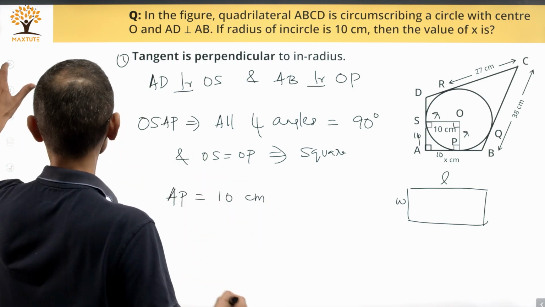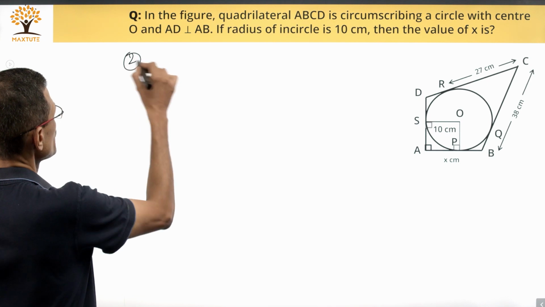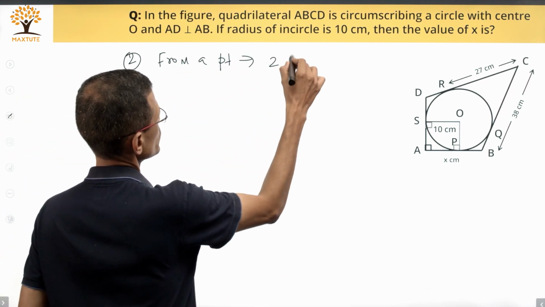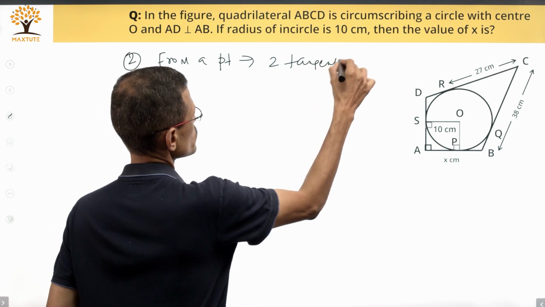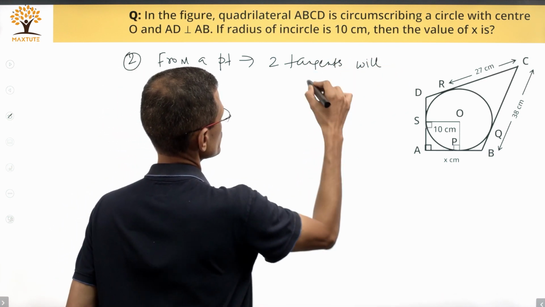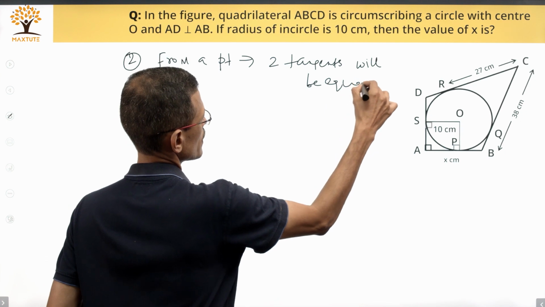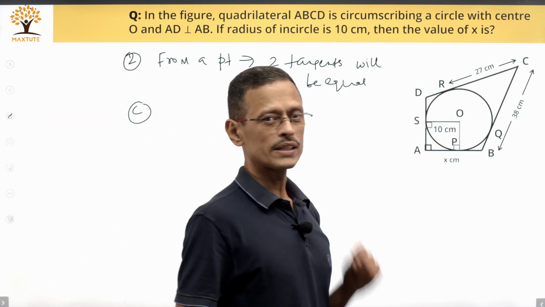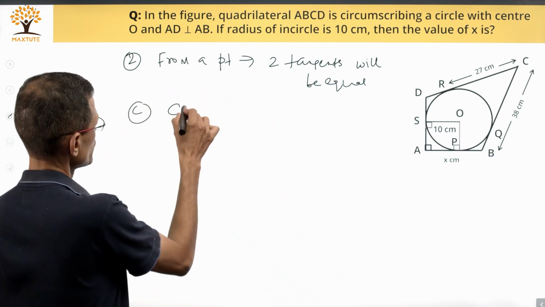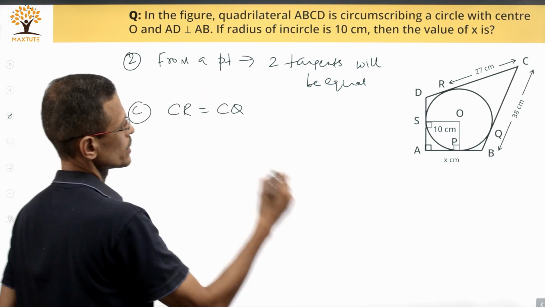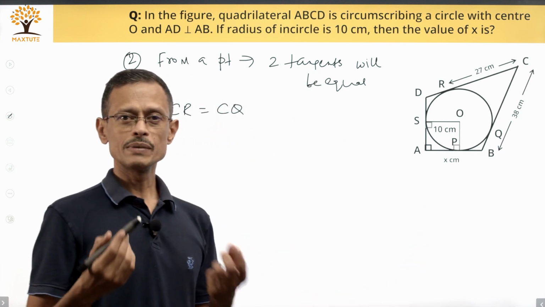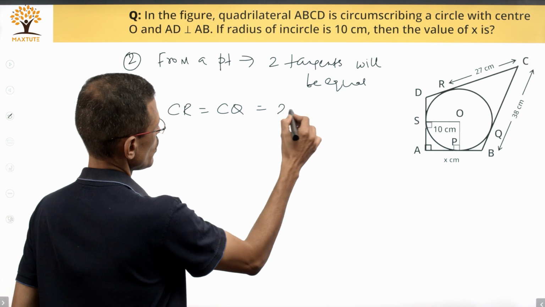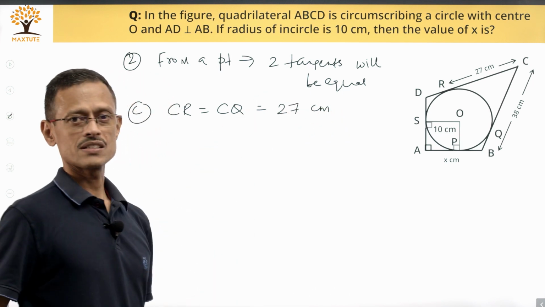Let's go further. The second property I'm going to be using is that from a point you can draw two tangents to a circle and the two tangents will be equal. So I'm going to start with point C. From point C, we are drawing two tangents. One of the tangents is CR, the second tangent is CQ. Both these tangents will be equal in length. We know CR is equal to 27, which means CQ will also be equal to 27 centimeters.